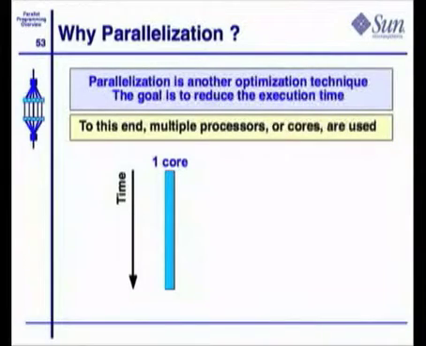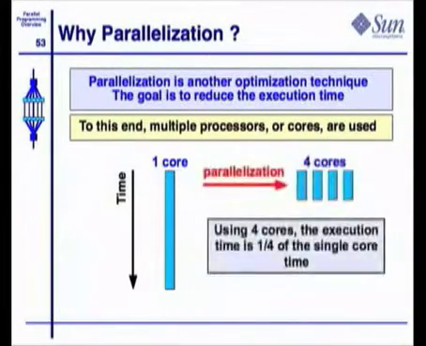In this diagram, I'm showing the execution time on one core, and in the ideal case, if we are going to use 4 cores, we can reduce that execution time by a factor of 4. Instead of 100 seconds, my program could now run in 25. And that's a very nice goal to strive for. That's really the goal of parallelization.